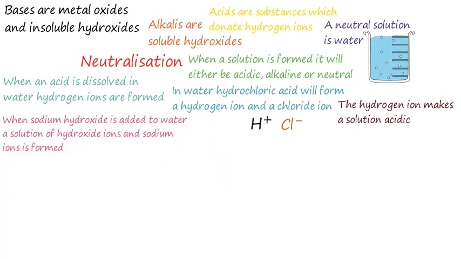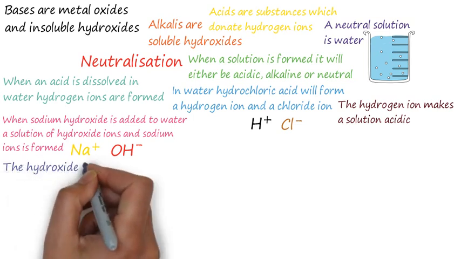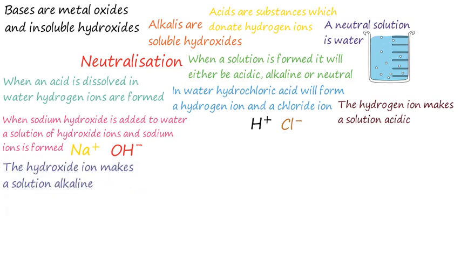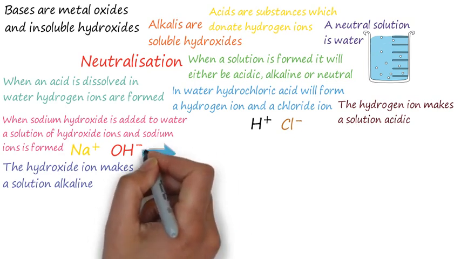A similar effect happens when an alkali is put into water. However, in this case, an OH- ion is released, not a H+ ion. So when sodium hydroxide is added to the water, we get a solution of OH- ions and Na+ ions. The OH- ion makes the solution alkaline.